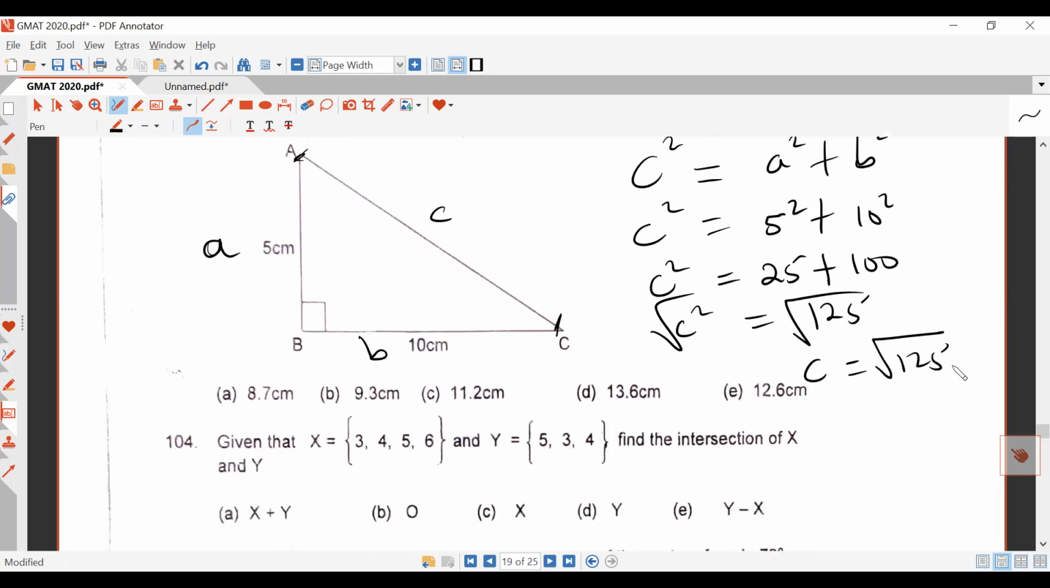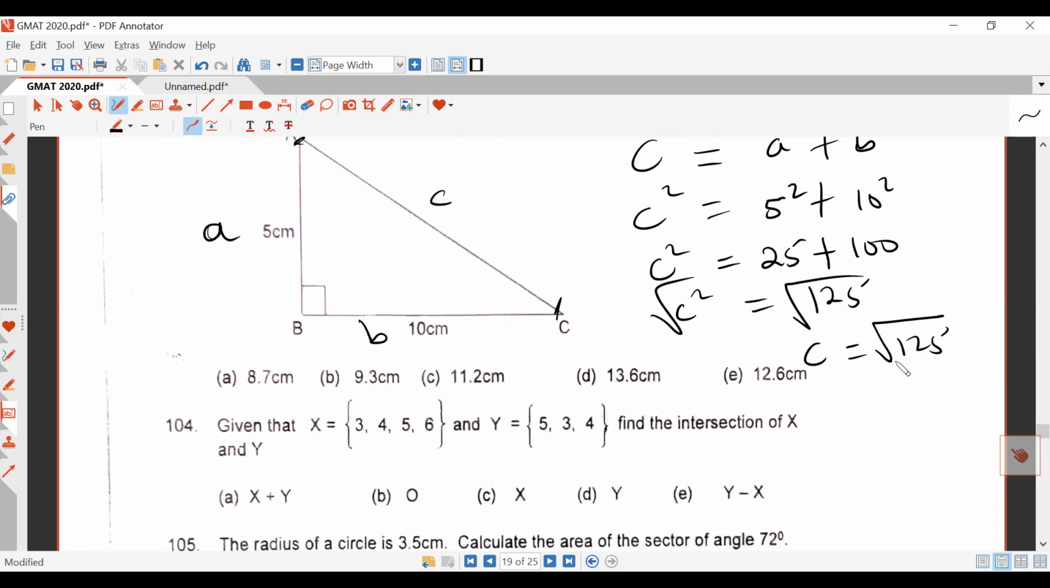Now, trouble is here. How do we get the square root of 125? The trick here is to just use the known values. You know that you have 125. A figure which is less than this is 100, which has a perfect square. For example, this is the same as 10 times 10. So the square root of 100 is the same as 10.